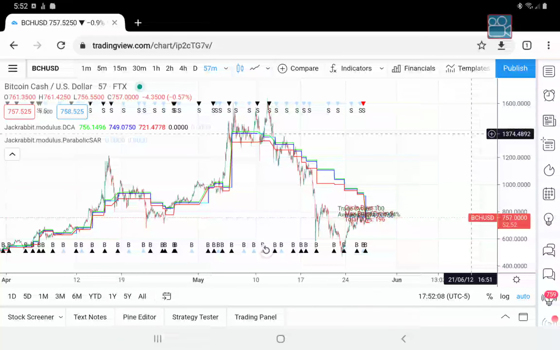Let's start with the very first thing that stands out on this chart, and that is I'm trading on the 57-minute time frame. This technique does not work well in smaller time frames. It is specifically geared and designed for the mechanical process of a larger time frame, and you will see why very shortly.